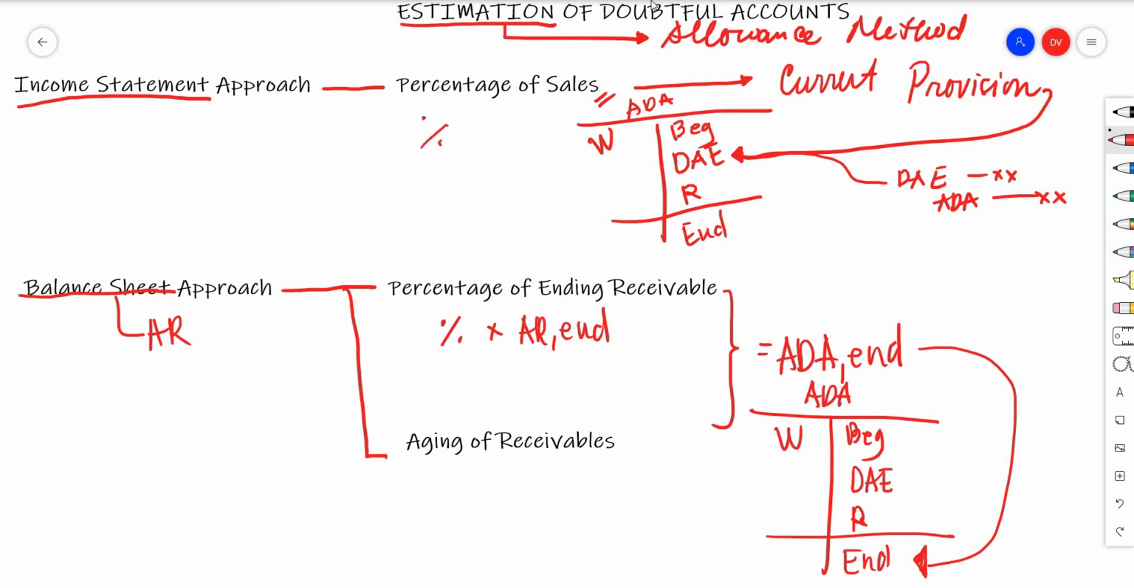multiplied to sales. So, it can be credit sales, net credit sales. Whatever you get there is only the current provision. This is what you will make an entry for. Okay? In the estimation, this is it. Whereas, in the balance sheet approach, what you get there is the ending allowance for doubtful accounts.